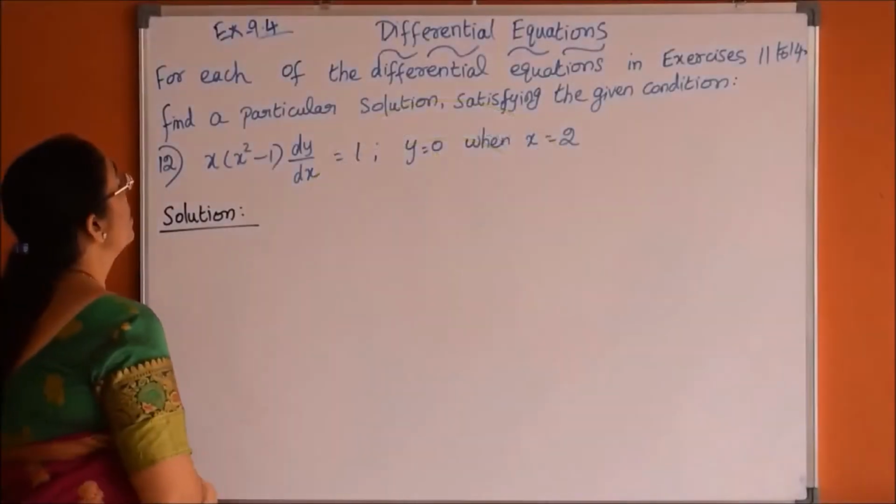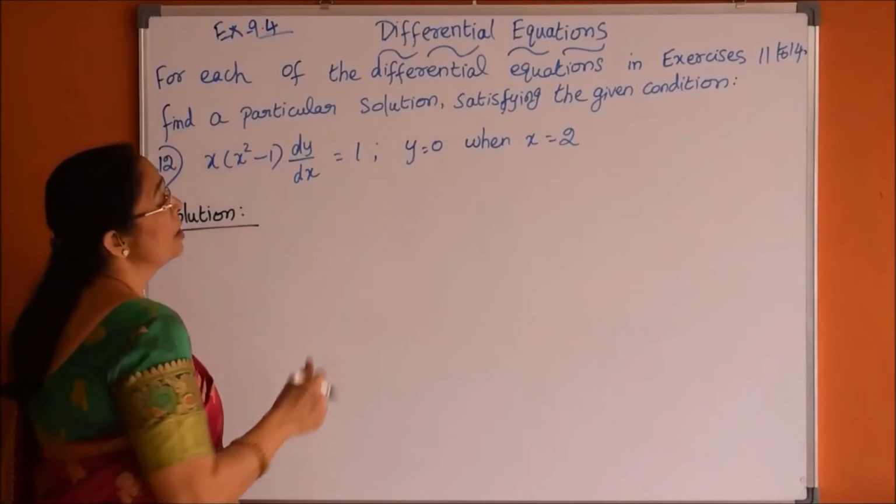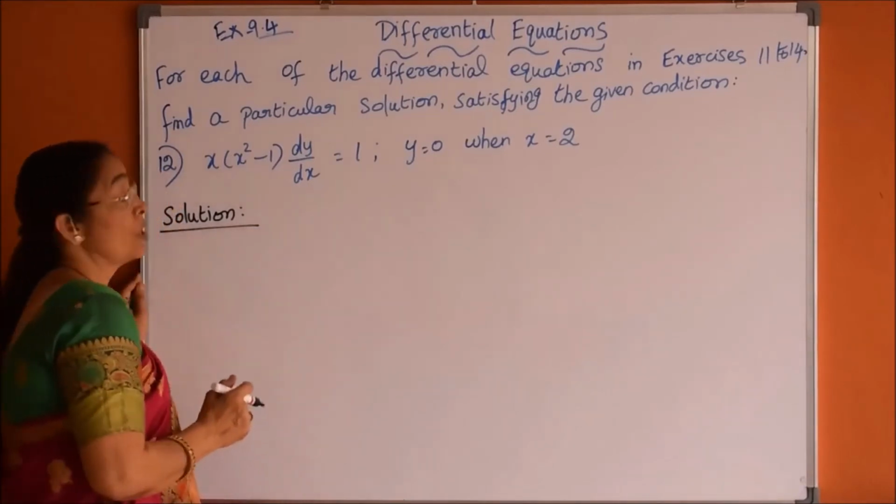12th problem: x(x² − 1) dy/dx = 1, and y value is given as 0 when x is equal to 2.